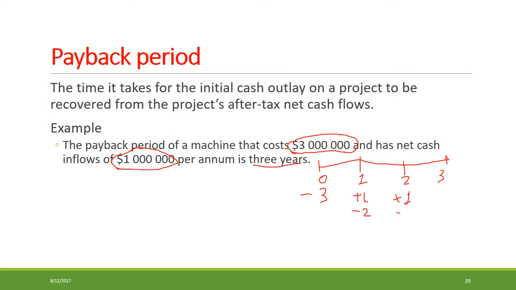After year 2, we get back $1 million again, so that our net income is minus $1 million. At the end of year 3, we get back $1 million again. So our net income here is 0, meaning that we recover the initial investment outlay after 3 years.